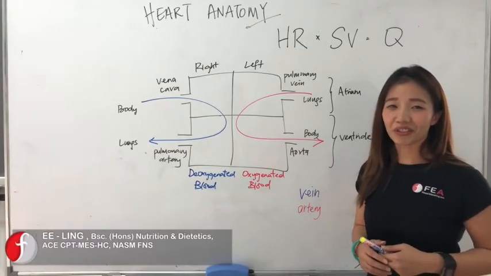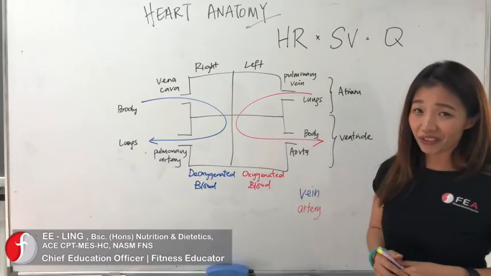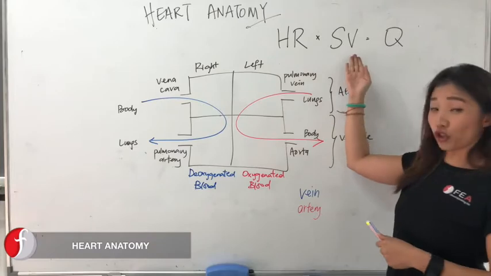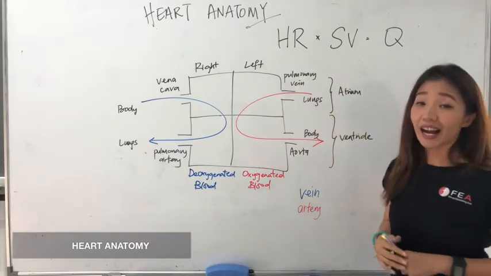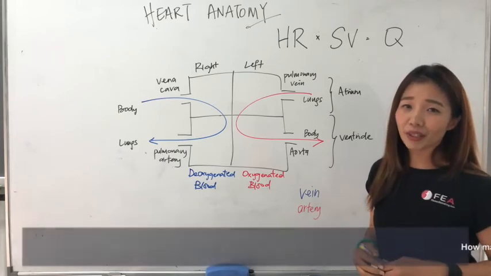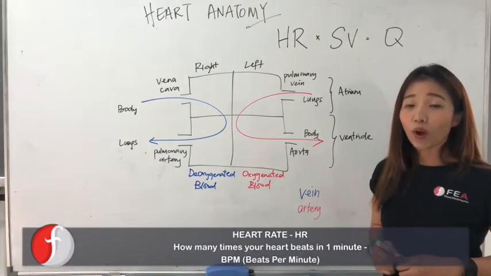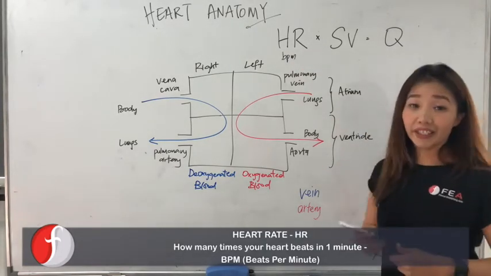About heart anatomy today. And before we go through the heart anatomy, we're going to look at three terms first. Over here, we have what we call heart rate, stroke volume, and cardiac output. First of all, let's look at heart rate. Heart rate basically means how many times your heart actually beats in one minute. So how do we measure that? We use what we call beats per minute.